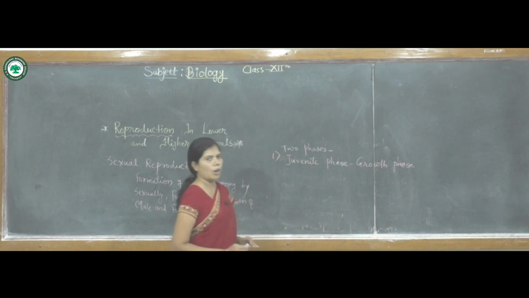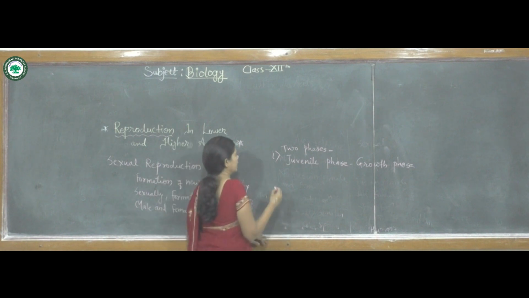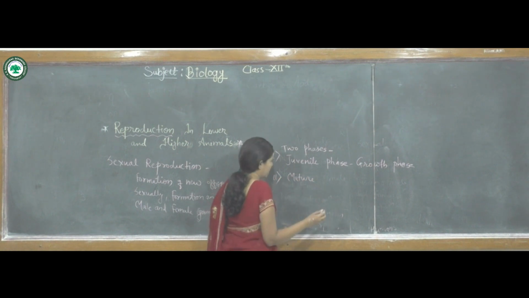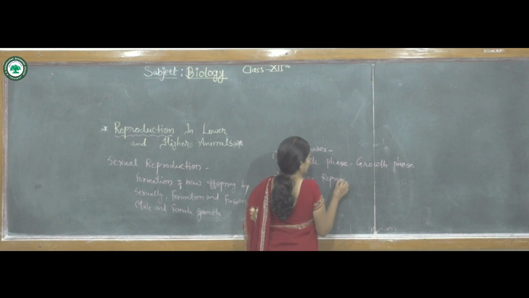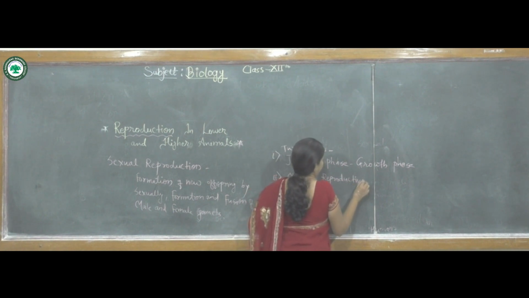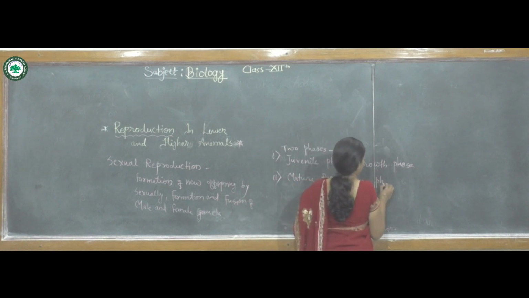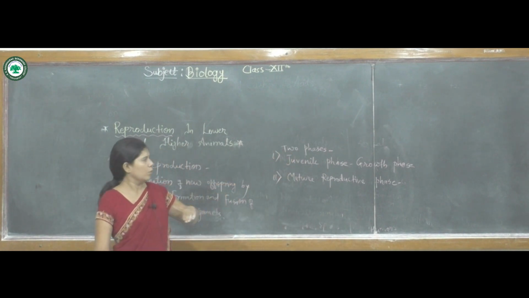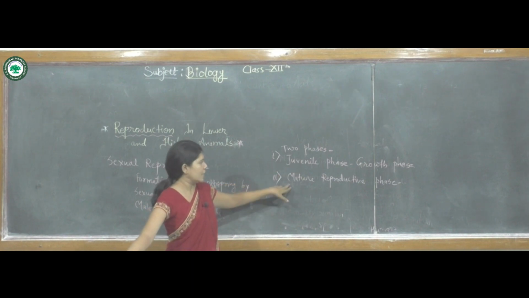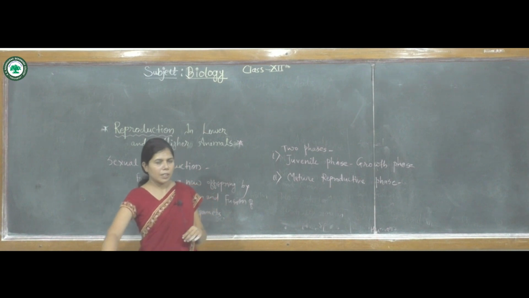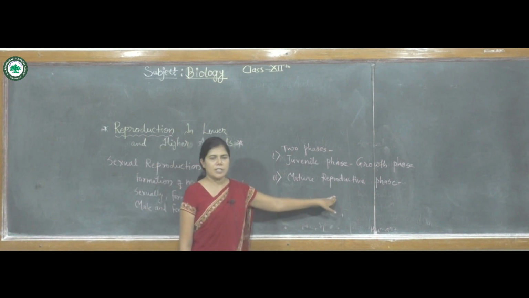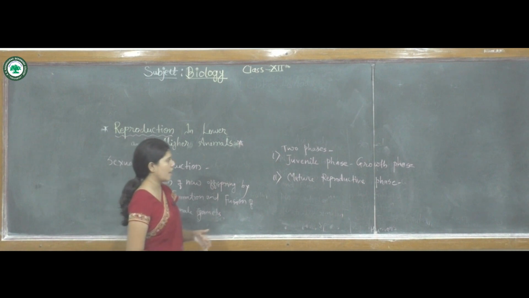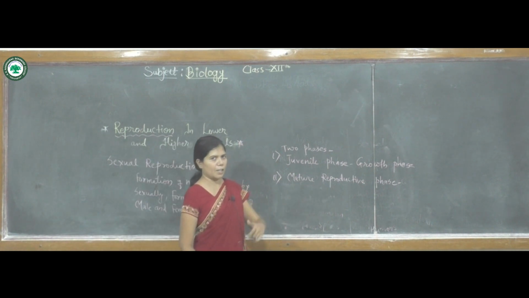The second phase of sexually reproducing animals is the mature reproductive phase. This mature reproductive phase is carried out after the juvenile phase. In this phase, the reproductive organs are developed and active, meaning the activity of reproductive organs or sex organs starts in the reproductive phase at the age of puberty.